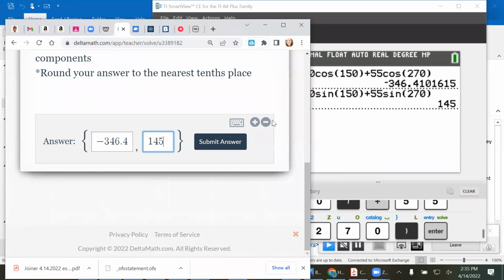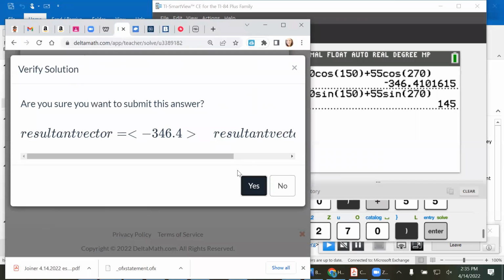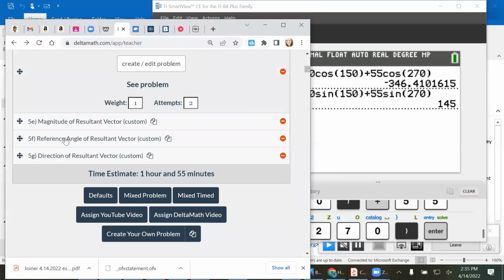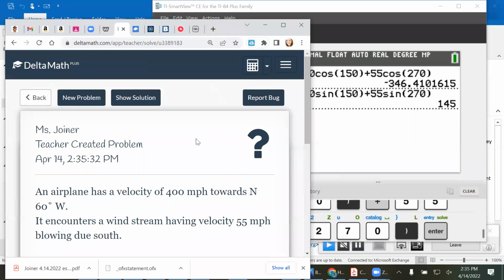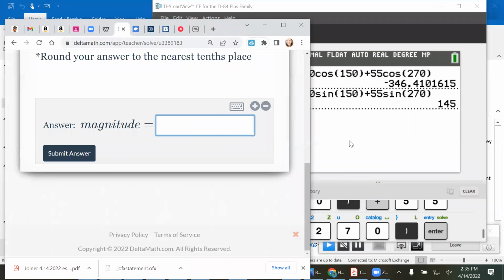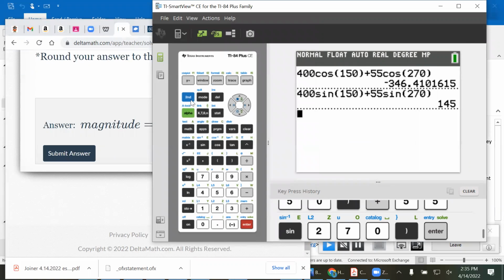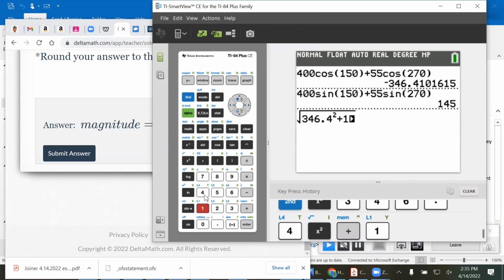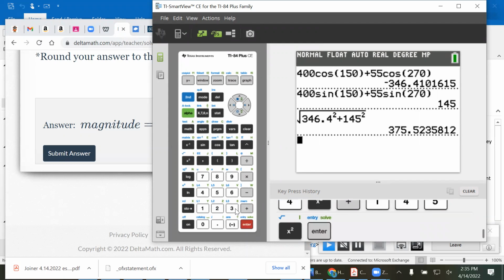Got it to there? So we wrote the vectors, we added them. What are we going to do next? Well, actually, before direction, we're going to find how long it is. Okay? So go into the next question, and now we're going to find the magnitude. Okay, how do I find magnitude? I do a squared plus b squared, then I take the square root. So square root, I want 346.4 squared plus 145 squared. And then I'm going to take the square root.